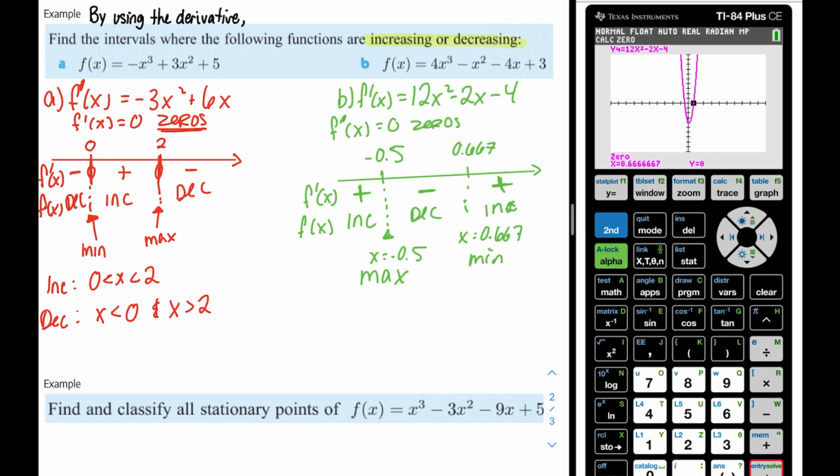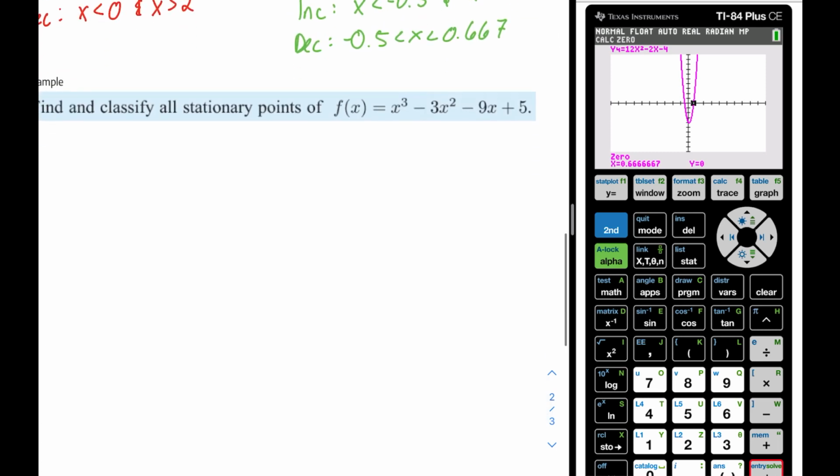So doing the inequalities, my function is going to be increasing when x is smaller than negative 0.5, and it's going to be increasing again when x is bigger than 2/3, and then it's going to be decreasing between negative 0.5 and 0.667.